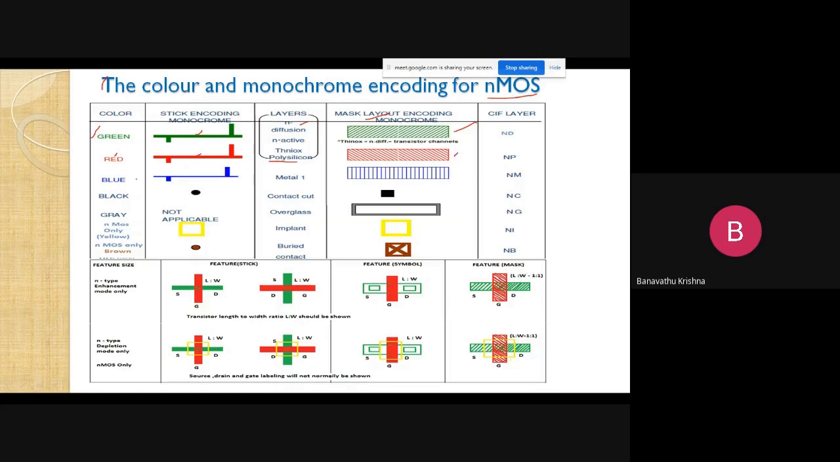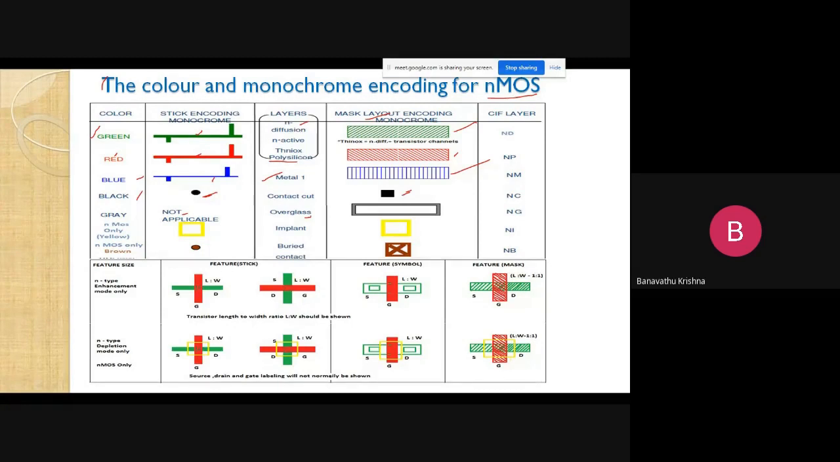And next one is blue color. It is nothing but metal one. So this is the way we use it in a stick diagram representation, and in layout diagram it is like this. And black color is contact cut. In a stick diagram representation it is like this, and in layout diagram it is like this. And gray color is not applicable in a stick diagram. It is nothing but overglass.